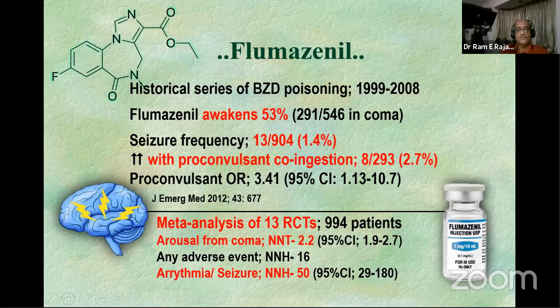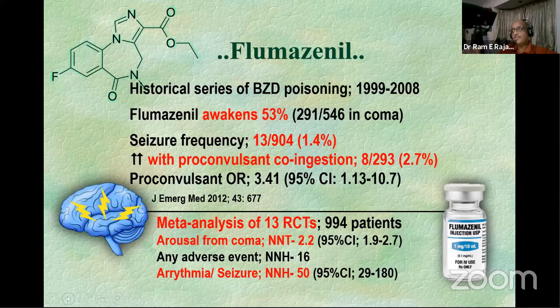Again, like in the other situation, if you look at these two numbers, they're exactly identical. That is, you benefit from the administration of naloxone when you're suspecting opioid overdose. You benefit from the administration of flumazenil when you're suspecting a benzodiazepine overdose. The adverse effects in both of these circumstances are relatively low.